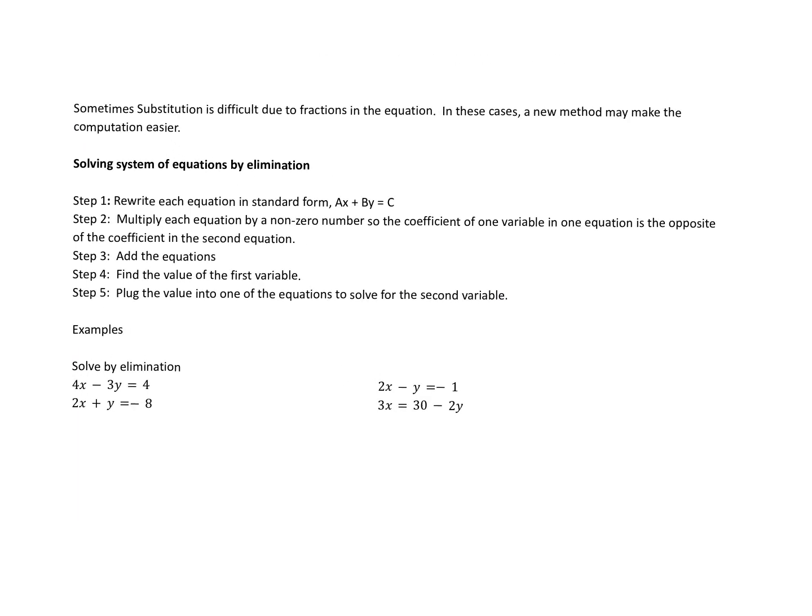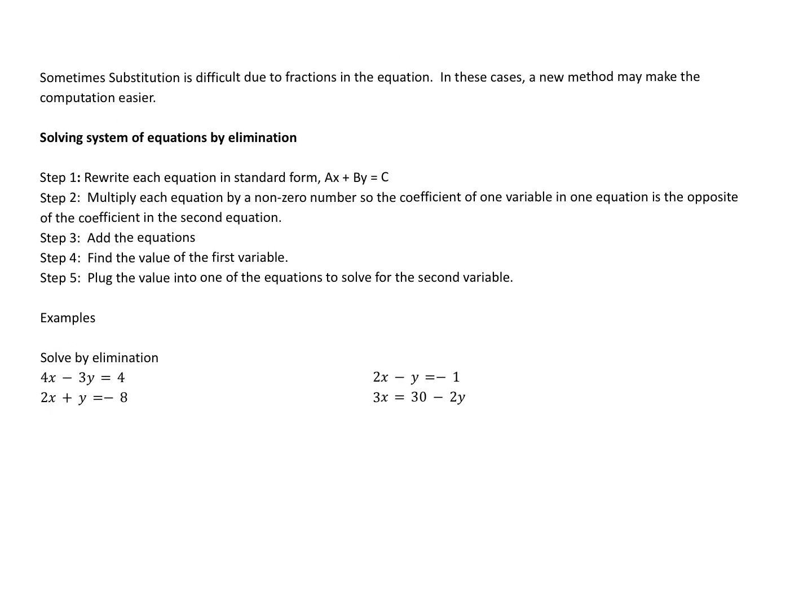So our second method is going to be elimination. Sometimes substitution is difficult due to fractions. Like that last example that we just saw had that 1/2 in front of x. In that case, elimination might be the better choice because then you can get rid of the fractions and not have to deal with them.